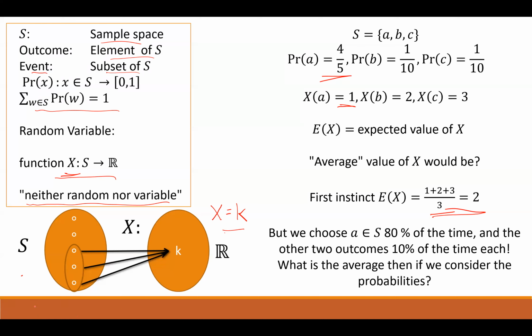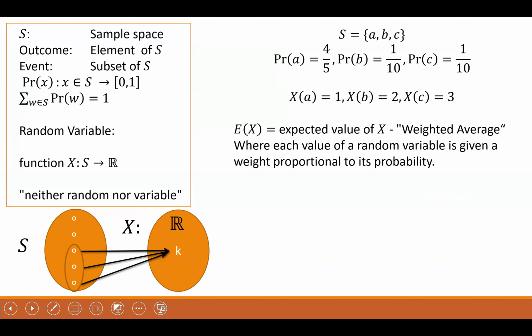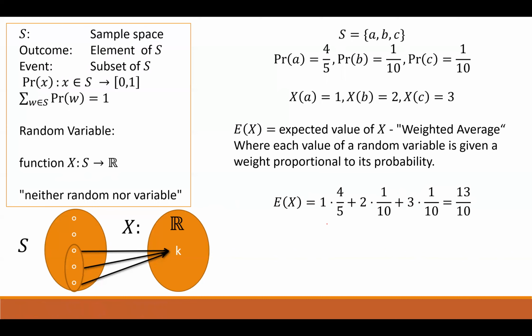All right, so the expected value of a random variable X is the average, but it's the weighted average. It's the average weighted by the probability that you will get that value. So I'm going to factor in the proportion. I get X equal to 1 4/5 of the time, and I get X equal to 2 1/10 of the time, and I get X equal to 3 1/10 of the time, right?